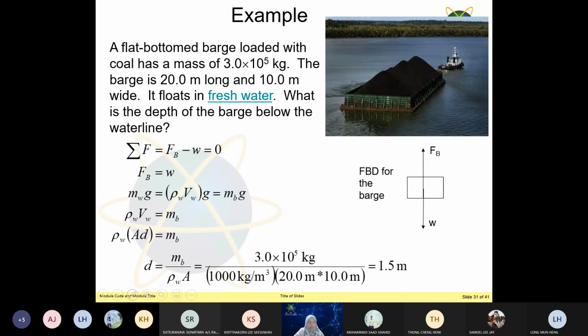Do you know what is water line? The surface, okay?